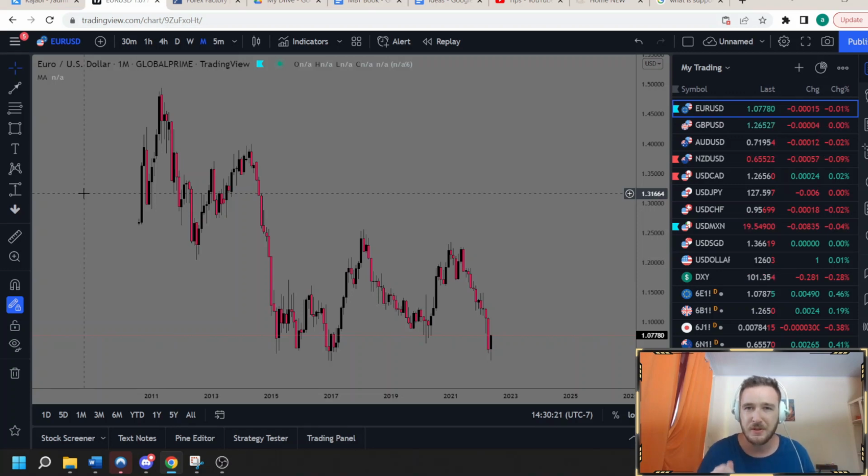Supply and demand versus support and resistance. What are the similarities? What are the differences? What are my overall thoughts? That is the question we are going to be talking about today.